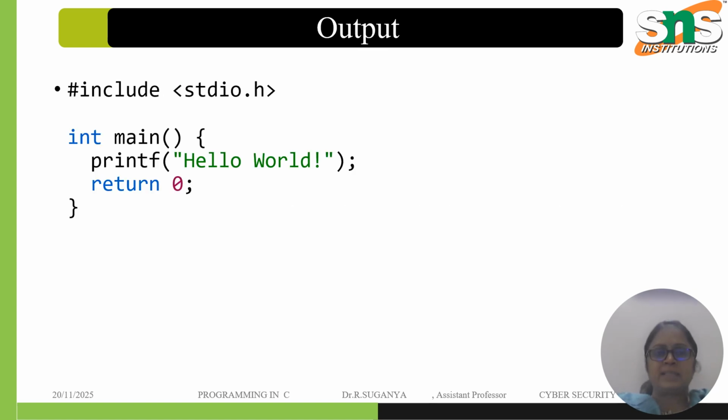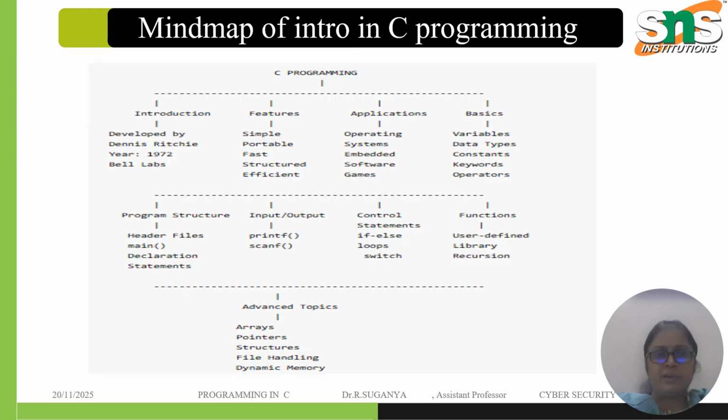Next comes the output for the above syntax: Hello World will be printed. So here we have the header file, the function name, the statements and the return statement, and the output prints as Hello World. And here is the mind map of the intro to C programming.